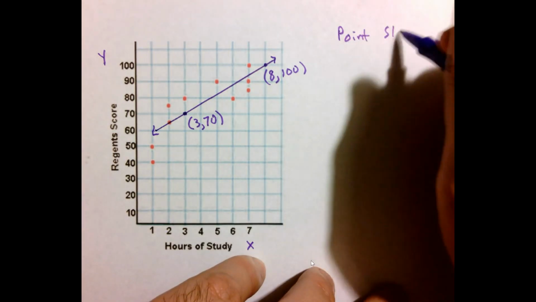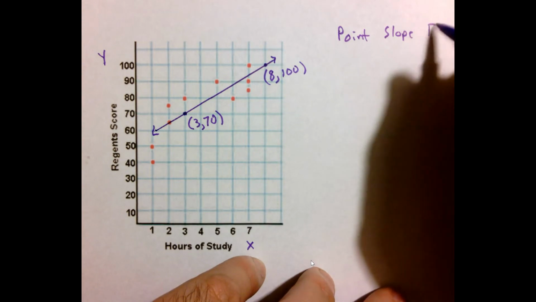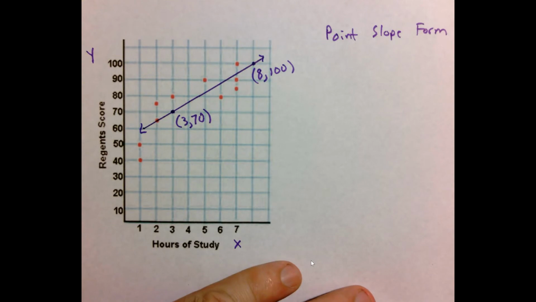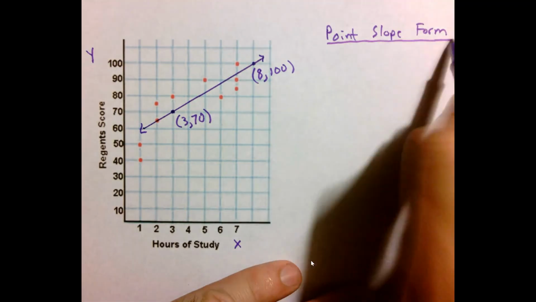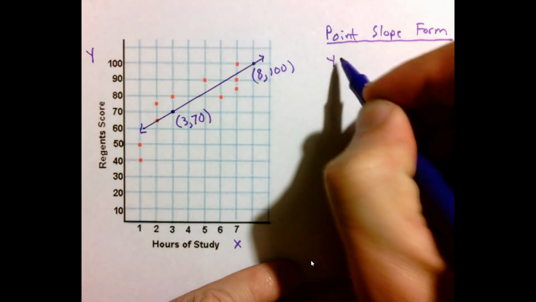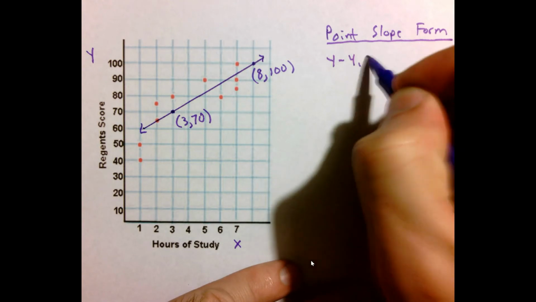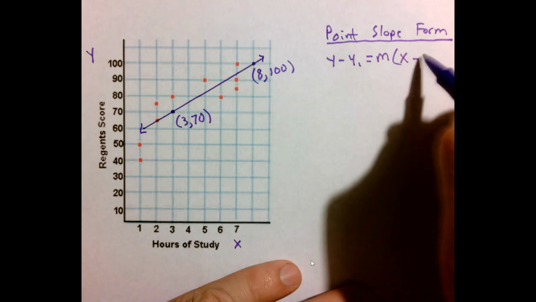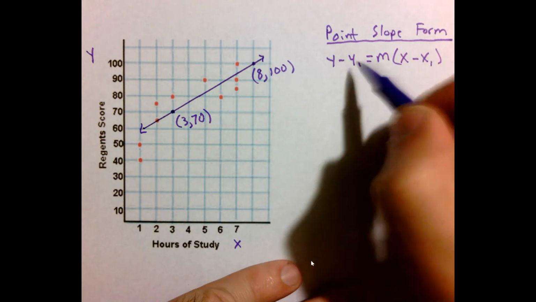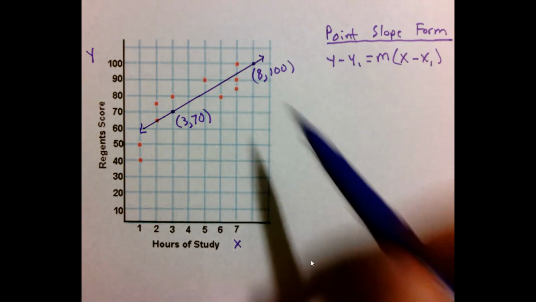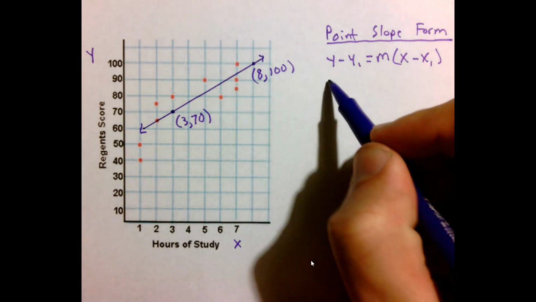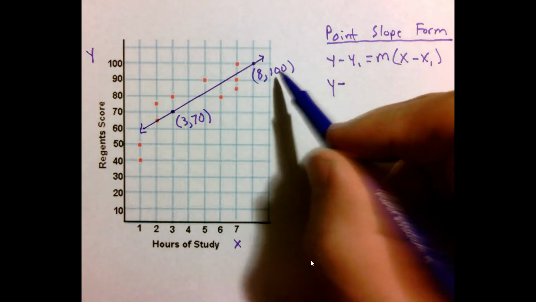Point slope form. The point slope form of a linear equation is the form y minus y1 is equal to m, the slope, times x minus x1, where x1 and y1 are either of these 2 points. I'm going to choose this point, this 8, 100. So y minus y1 will be 100.